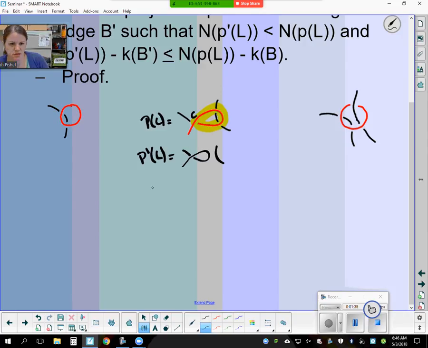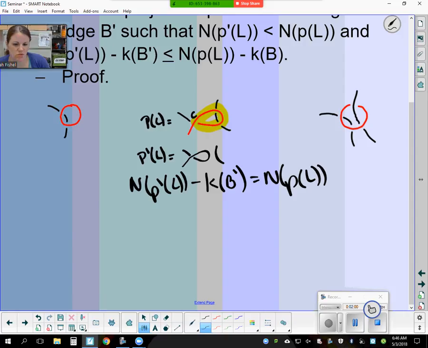If that's the case, we could see that the number of crossings in P prime of L minus the bridge number in our second projection would therefore be equal to the original number of crossings minus the bridge number. Okay? And that, of course, does fit our lemma.